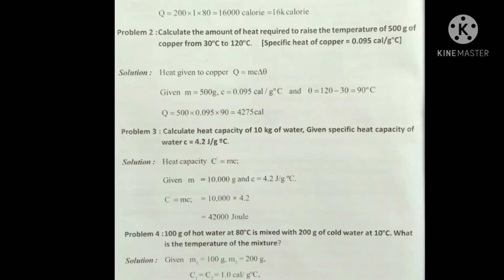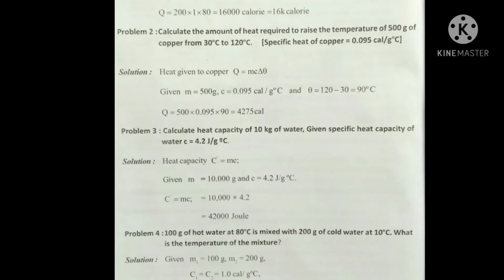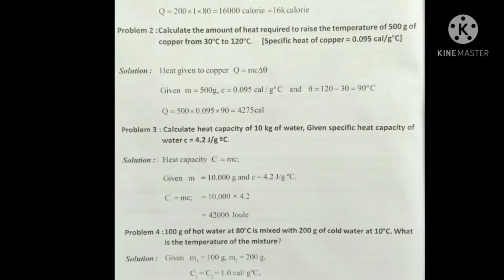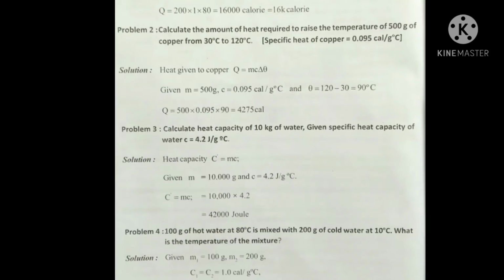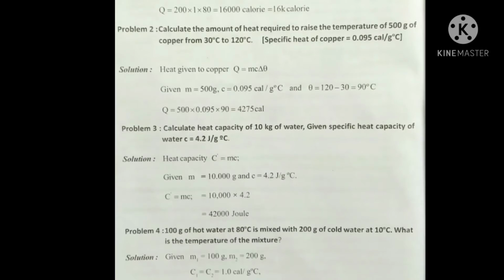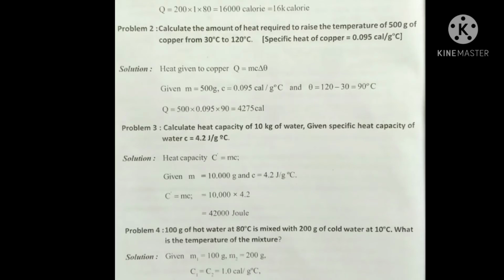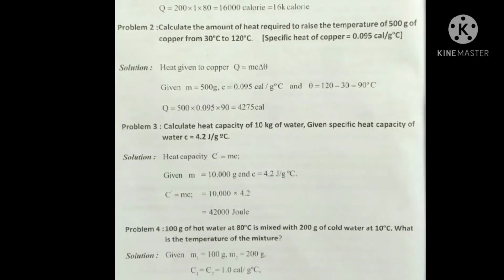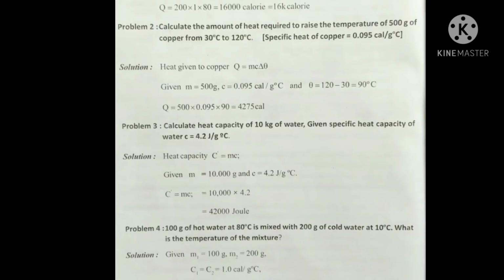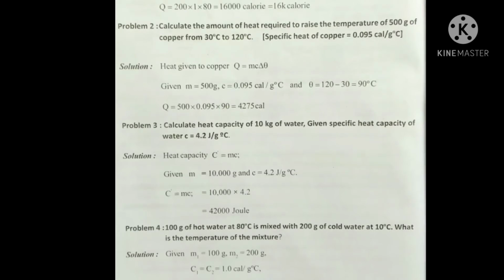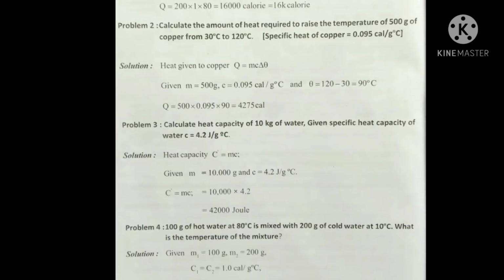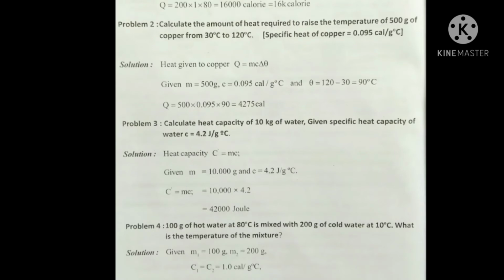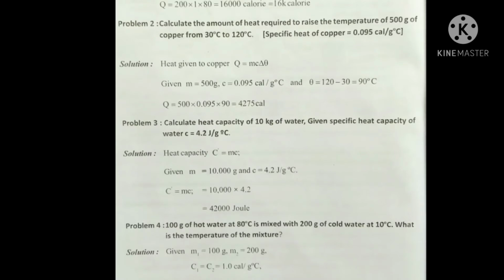M is the mass of the body, C is the specific heat of the material. The material is water, and delta T is the change in temperature. Here no temperature change takes place, so assume it as 1 degree centigrade. So Q equals M into C into delta T. So 10,000 into 4.2, and the final result is 42,000 joules.